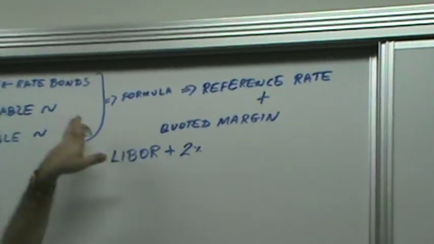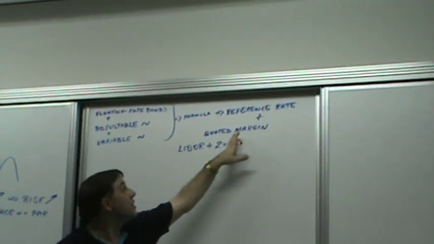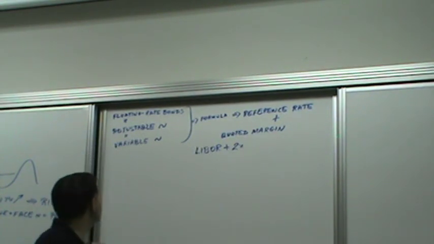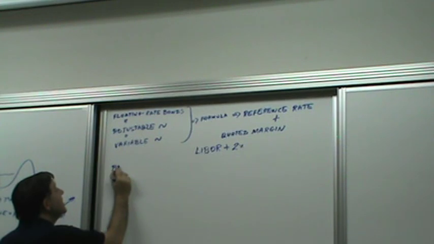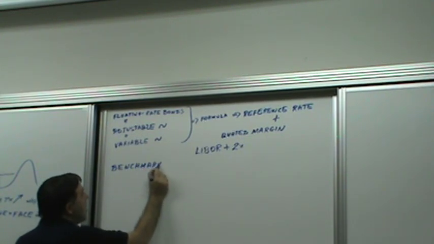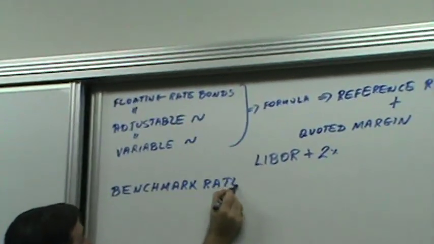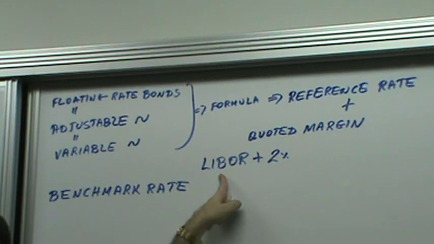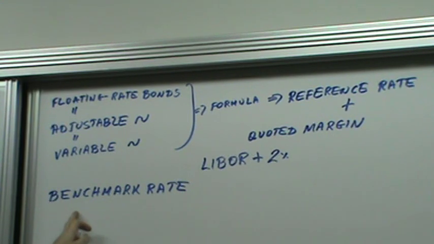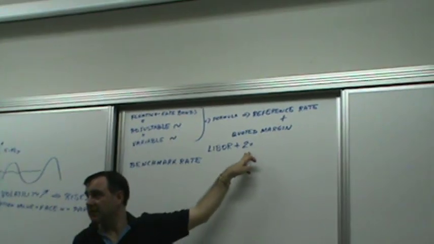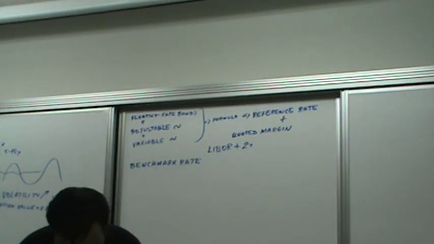So basically, there's some standard we call a reference rate, which I've always known as a benchmark rate. The most common benchmark is LIBOR. So benchmark plus margin or markup. Okay, and that's how they work. Let's see what else we have.